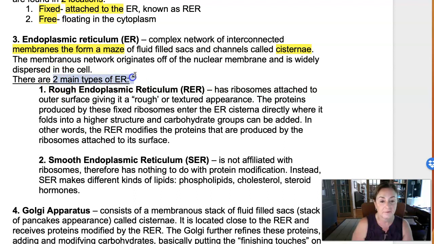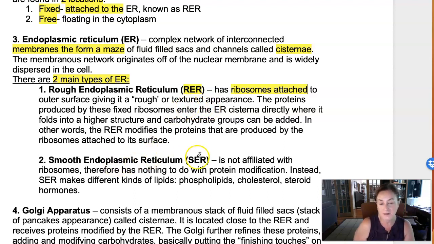So there are two main types of ER. There's the rough ER, the RER that we were talking about, that has the ribosomes attached. And because it has the ribosomes attached, protein production completely takes over the job of the ER. I'm going to show you some pictures for this.